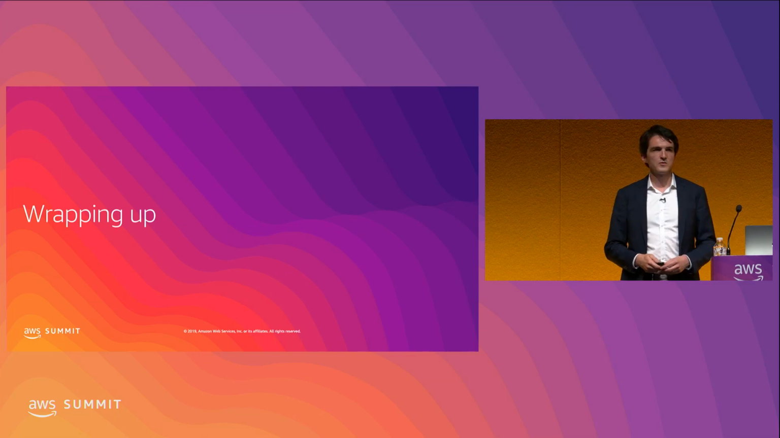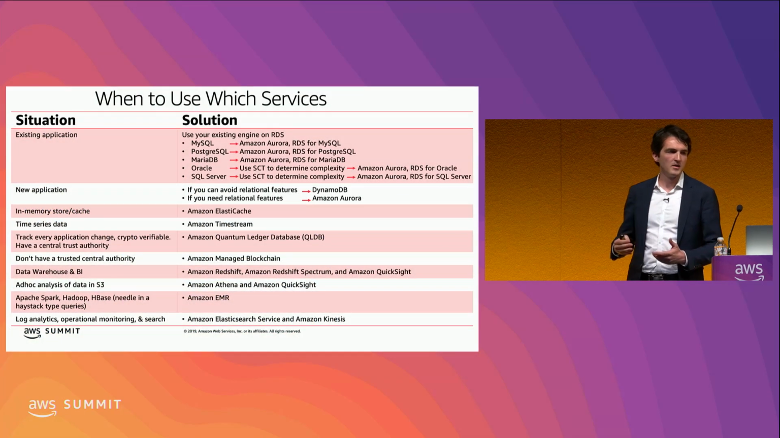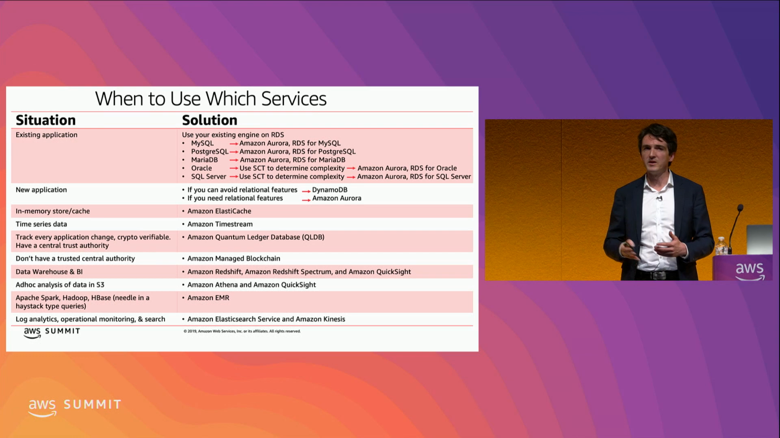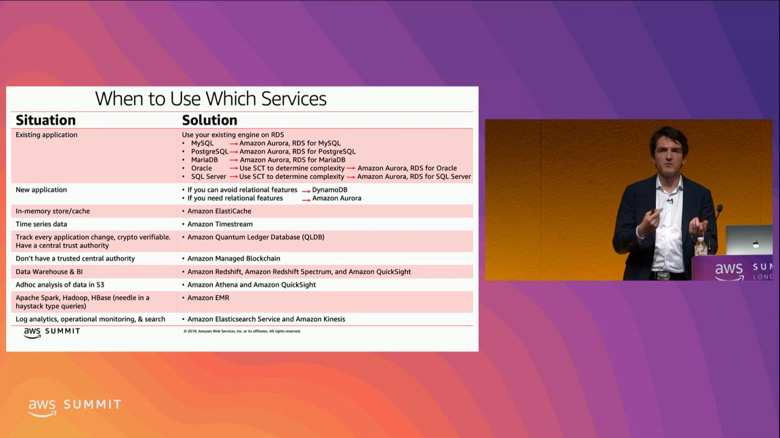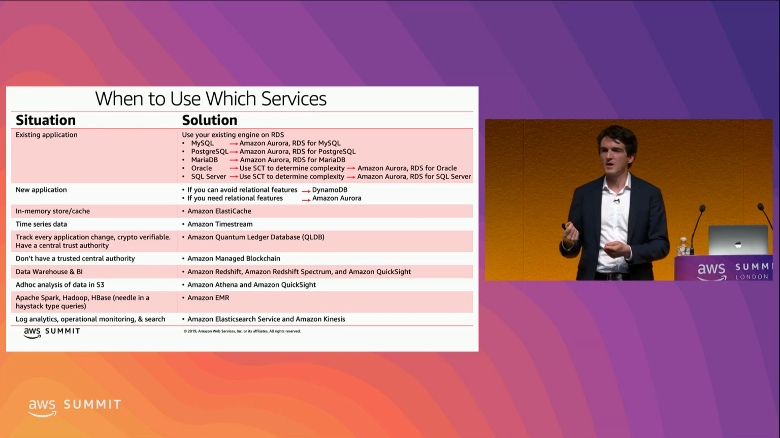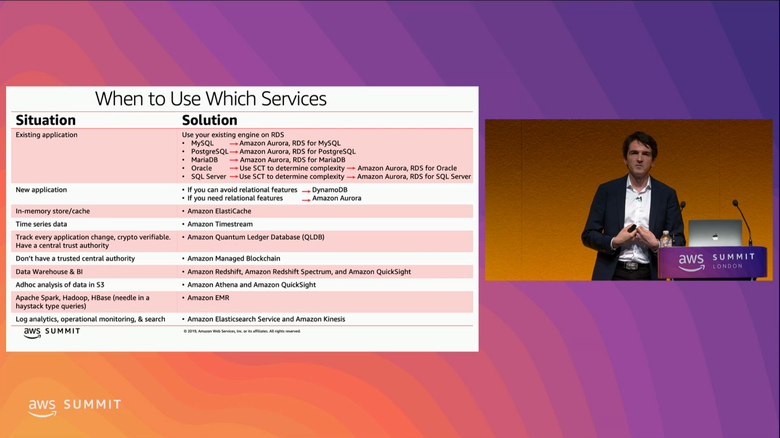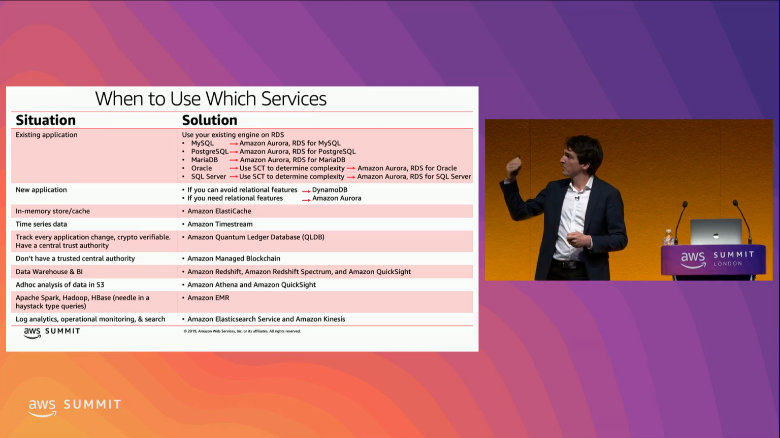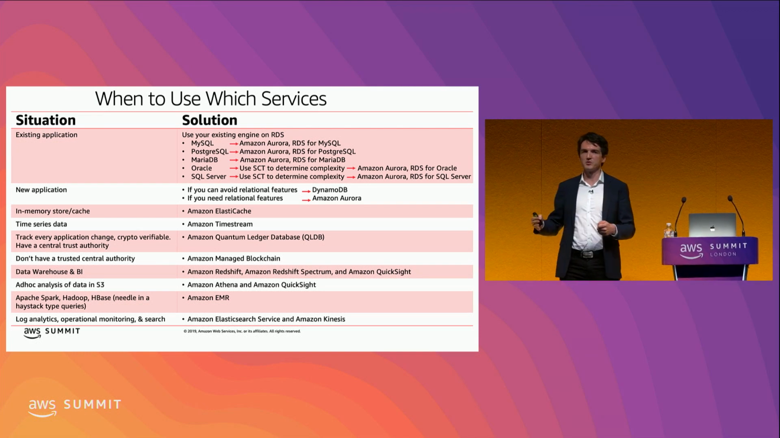So to wrap up this talk about internet scale applications, you have this reference slide. Again, it's quite a heavy read, but that's something you can take away. That's really what we wanted to give you today: how to choose which service in which situation. And you are not now tied to one vendor. Based on what you want to achieve, there's probably a good solution on AWS.